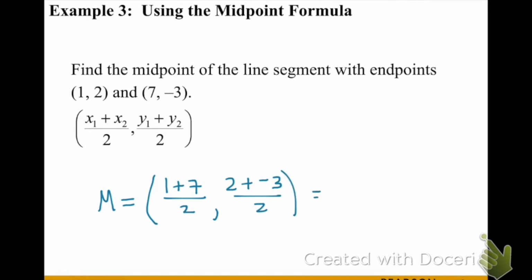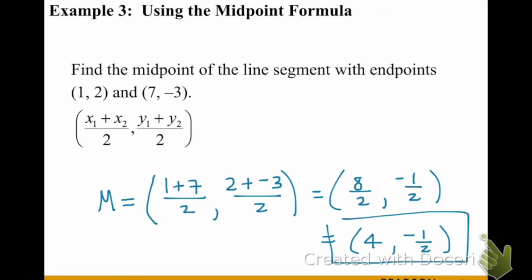If we add the numerators and divide by 2, we'll get 8 over 2 and -1 over 2. If we reduce, this means we'll get the midpoint of (4, -1/2). These are the coordinates of the midpoint, or in this case, another way of thinking of it is as the point that is directly in between the 2 points on this segment.